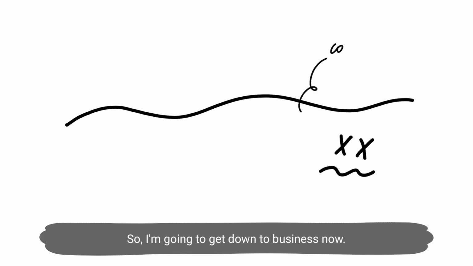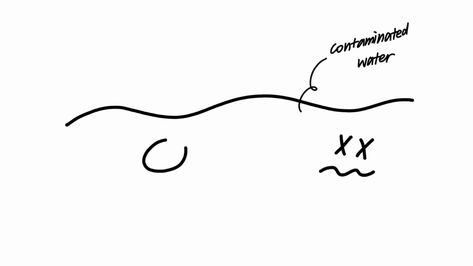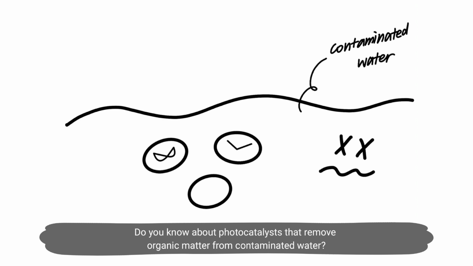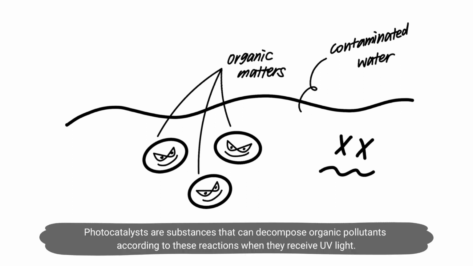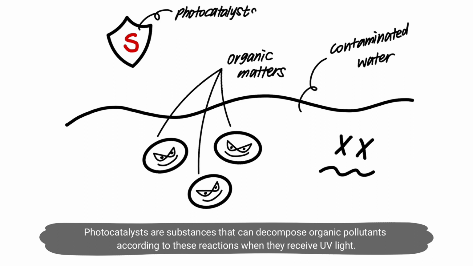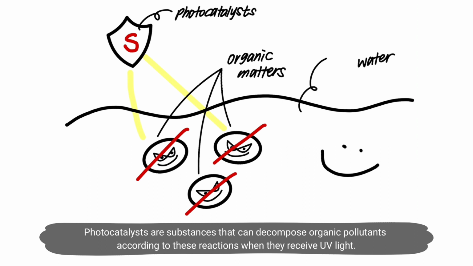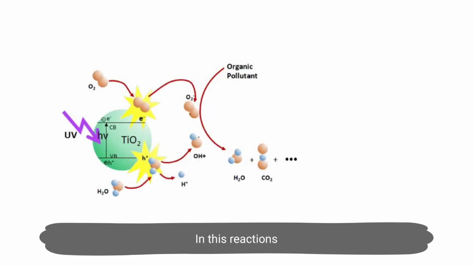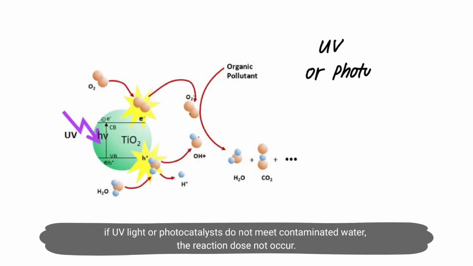So I'm going to get down to business now. Do you know about photocatalysis that removes organic matter from contaminated water? Photocatalysts are substances that can decompose organic pollutants according to these reactions when they receive UV light. In this reaction, if UV light or photocatalyst do not meet contaminated water, the reaction does not occur.